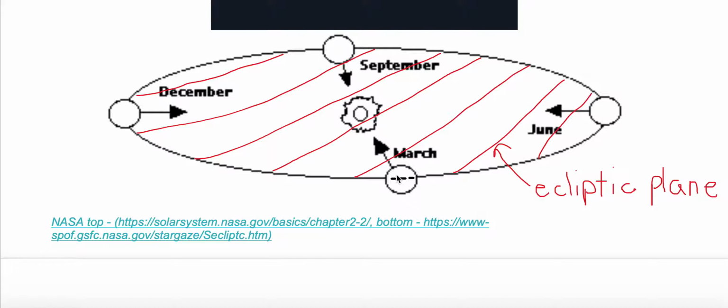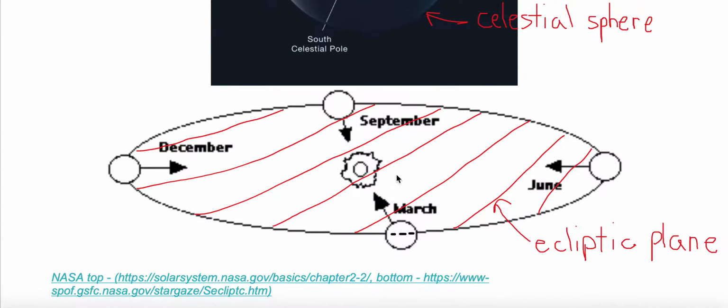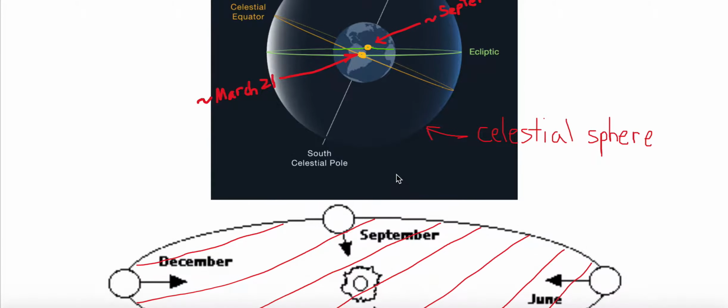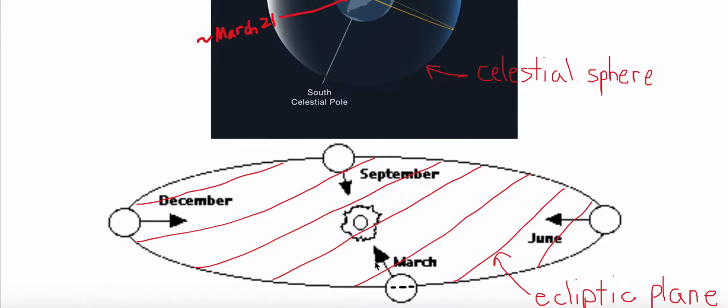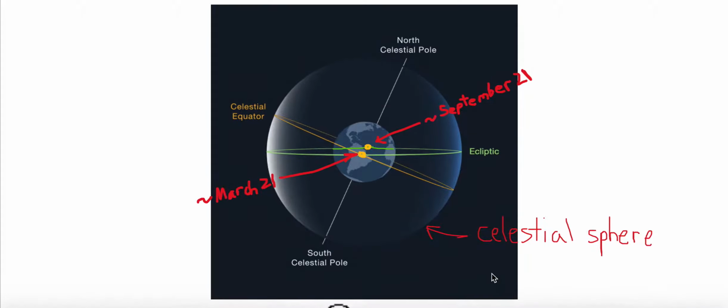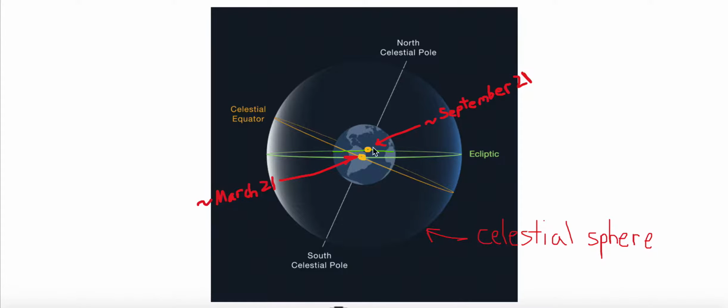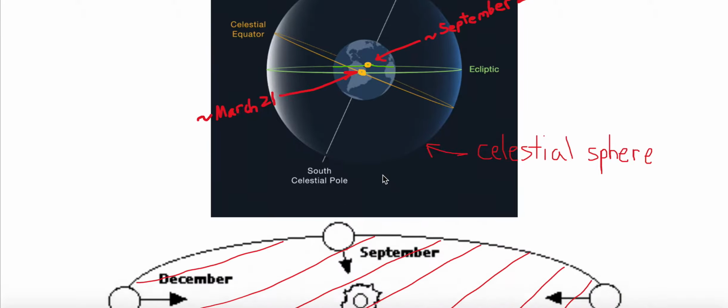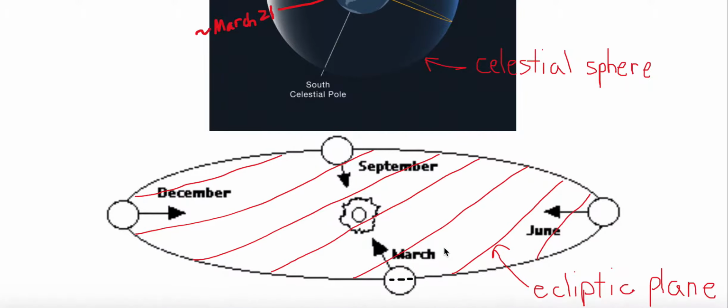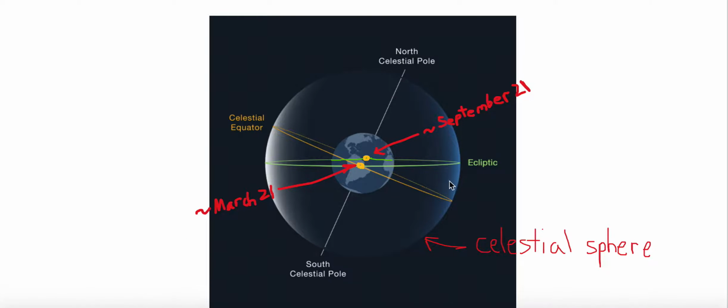Now let's transfer this plane, the ecliptic plane orbit, to the celestial sphere. But notice in this diagram of the ecliptic plane, the sun is at the center and Earth is making the orbit. And on the celestial sphere, Earth is at the center and the appearance of the sun making the orbit occurs around this ecliptic plane. So the ecliptic plane on the celestial sphere is this green great circle on the celestial sphere.